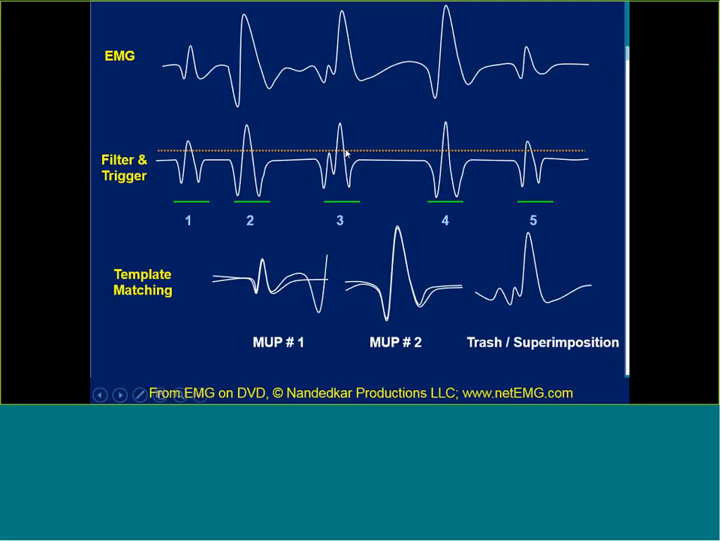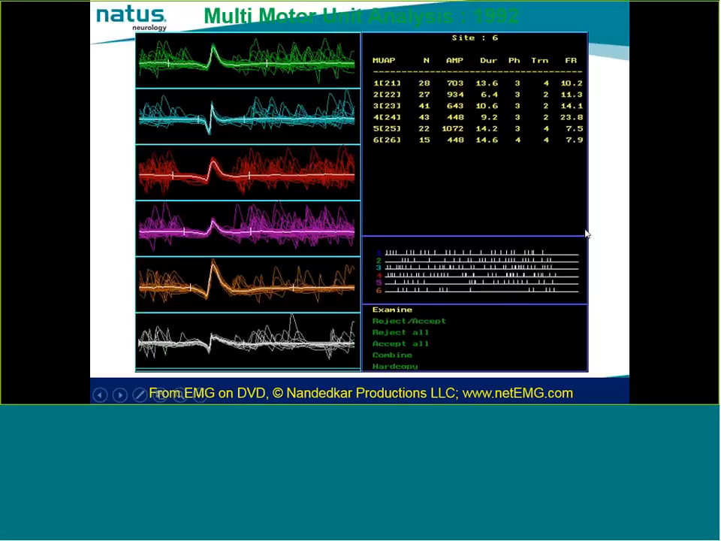I look at the third one, it's not the same as the first or the second, so I will put it over here. And then I look at this waveform. Well, it actually matched this one, so I will keep it here. And this one matched over here. So this is the way template matching is done. And when you have sufficient matches, we feel confident that this is a motor unit potential waveform, and then we can average it and analyze it.